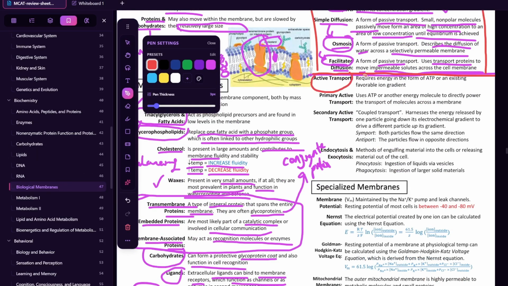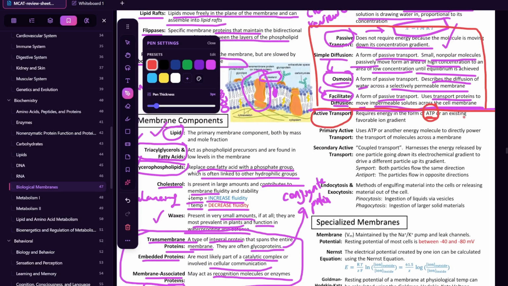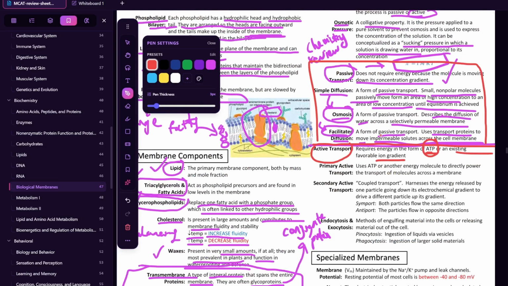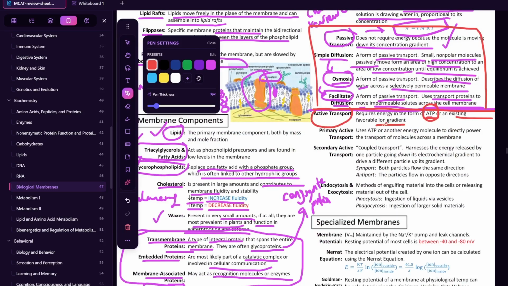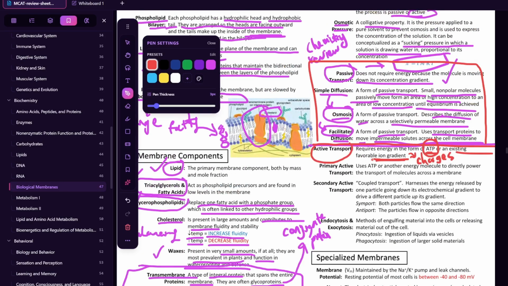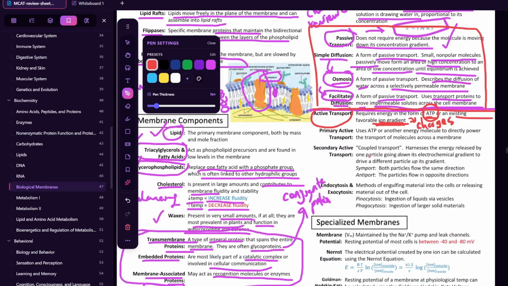So active transport requires energy. Cells have energy in the form of ATP, adenosine triphosphate, or an existing favorable ion gradient. So you can also have diffusion, which relies on concentration gradients, or you can have ionic gradients, which is a gradient of charge. It has to do with charges. So those are two different gradient types you can have, right? Ionic or concentration, and they can happen simultaneously.